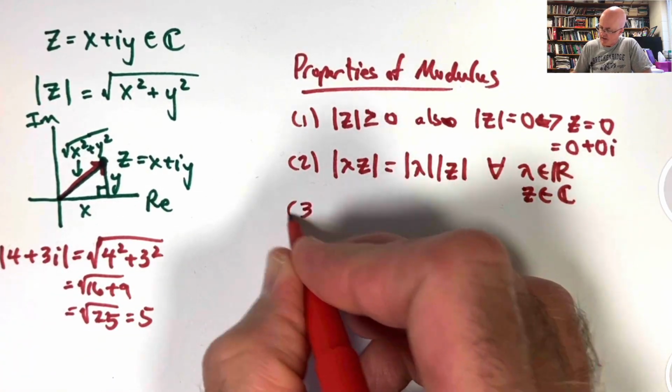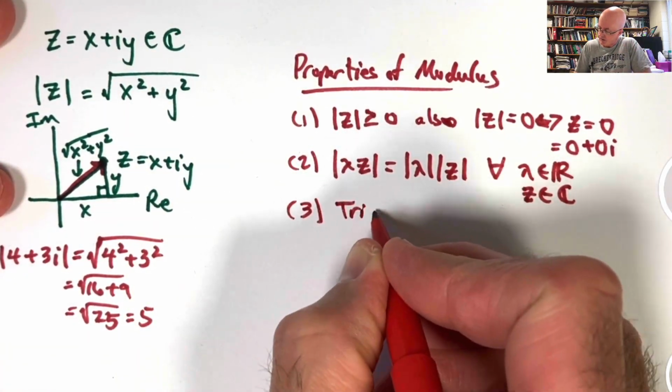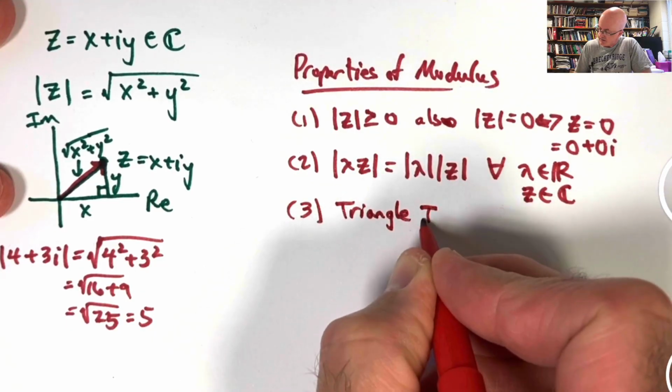A third property that's something new but really important is called the triangle inequality. Triangle inequality.